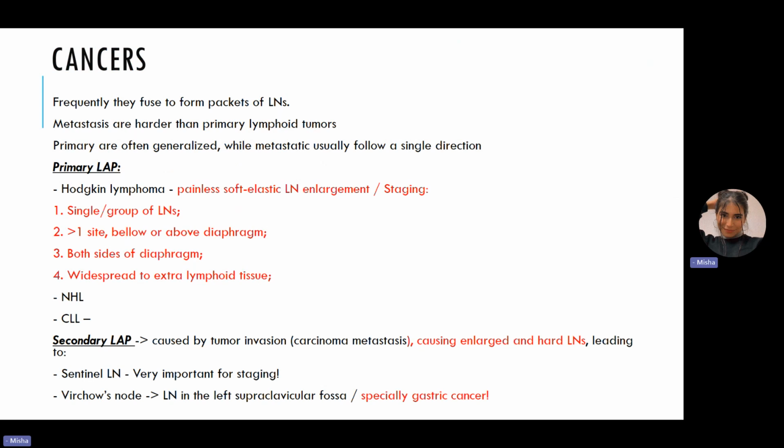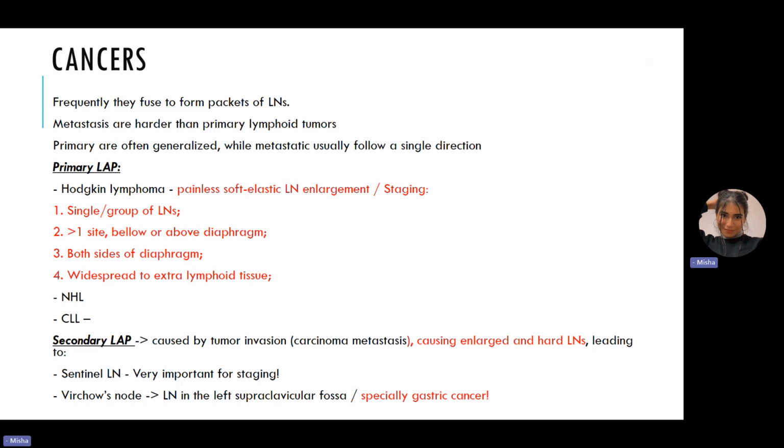Okay. Next, finally, we can move on to the cancers. In the case that we talk about the cancers which are basically leading to it, we say that either it can be a metastasis or it can be a primary cancer, and that's how I have classified them. Either they can be a primary lymphadenopathy or they can lead to a secondary lymphadenopathy. Now, frequently what we've seen is that when lymphadenopathy occurs due to cancers, we can see that the nodes are frequently fused together and they form packets of lymph nodes.